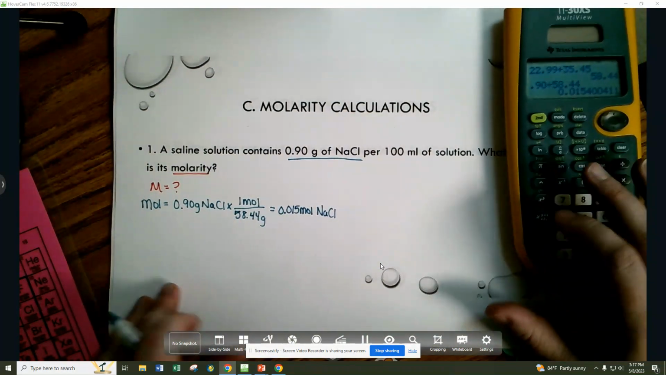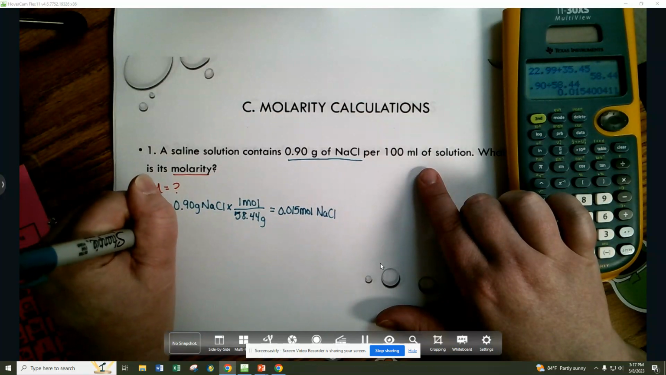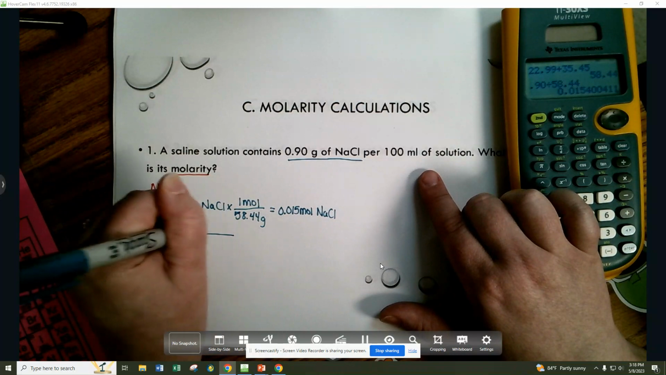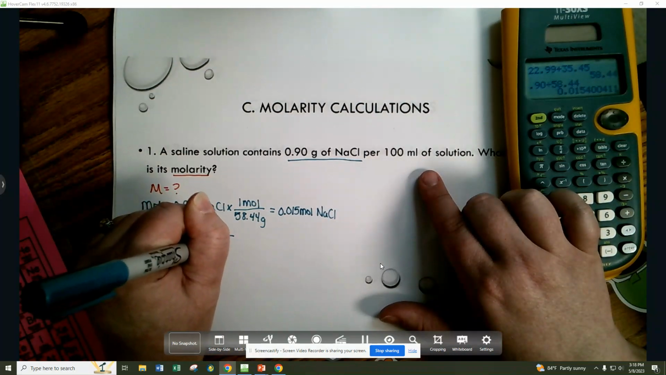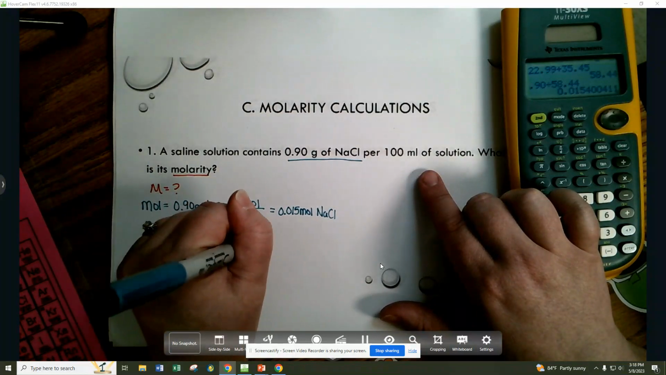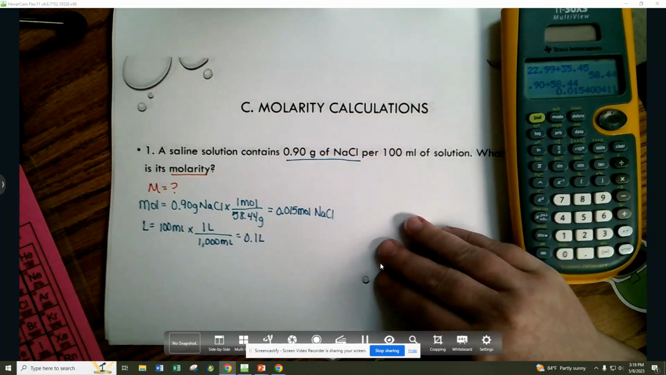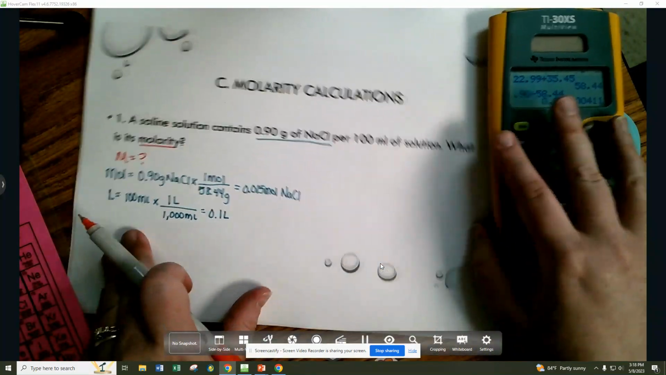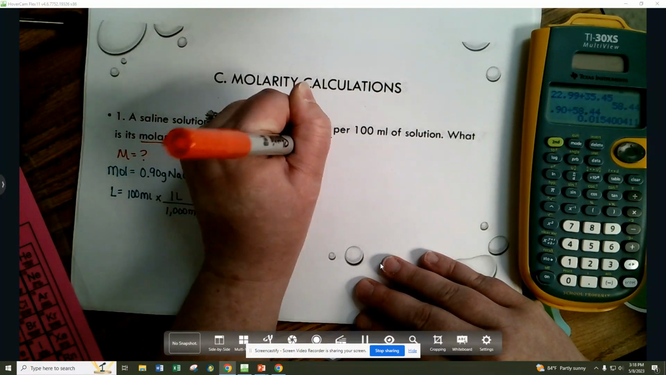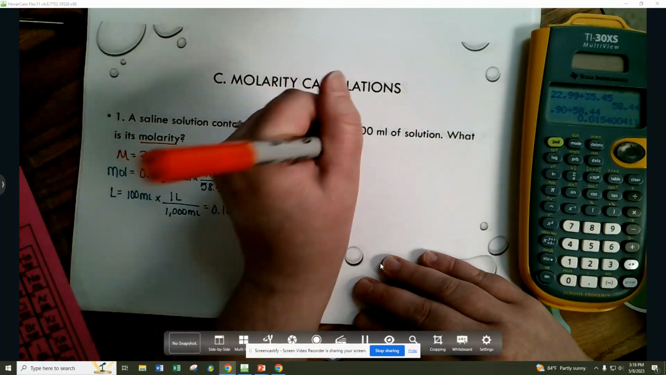Then here we can see our volume is 100 milliliters, which also doesn't work. We have to convert that. A liter is 1,000 milliliters, so I'm going to divide that. Then that is 0.1 liters. This only had 1 sig fig. Again, this whole thing is based on molarity being mole over liter. So I go ahead and put in my 0.015.